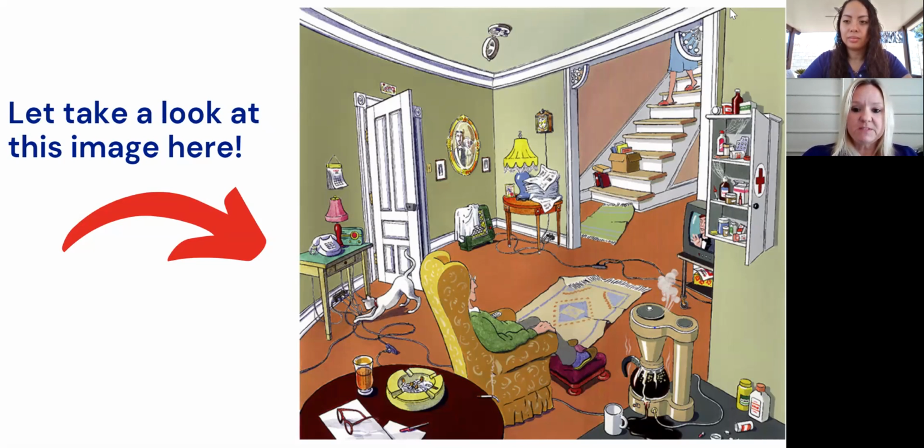So we want to look at this picture. We want to identify the safety hazards. We want to see, okay, what in this room could cause a fall? And then we are going to discuss how we can take precautions so there's not a fall and make the environment safer for the client.